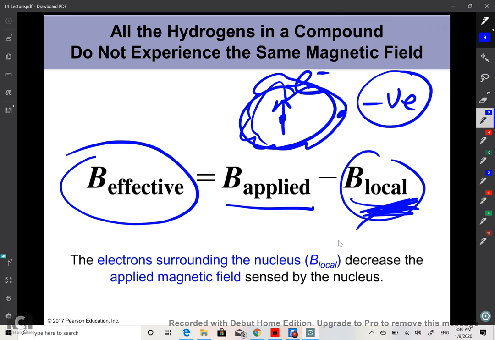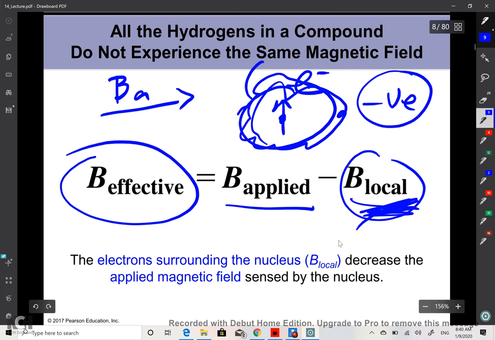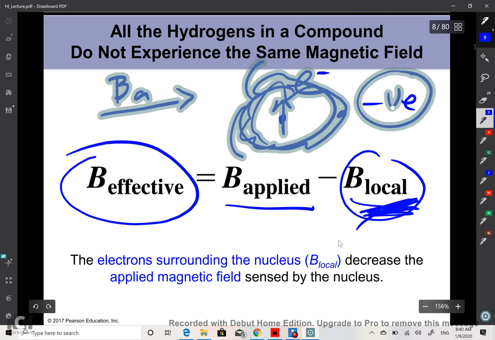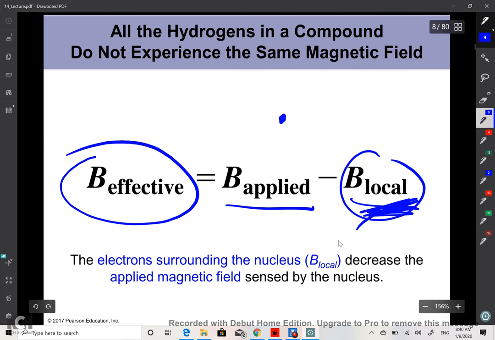And so you now send in your applied magnetic field, which I will call BA. What the applied magnetic field does is that it goes over here and then tries to open up the magnetic field created by the electron. It opens it up and then affects the electron. So let me make my diagram look nicer. Okay, let me make this sketch look nicer.